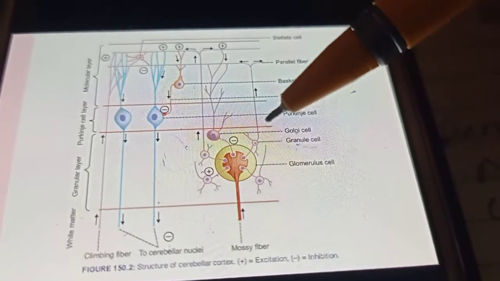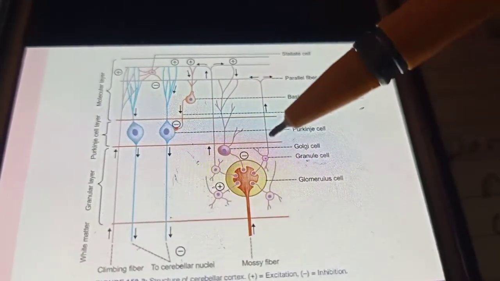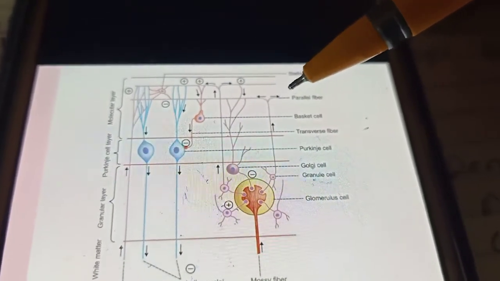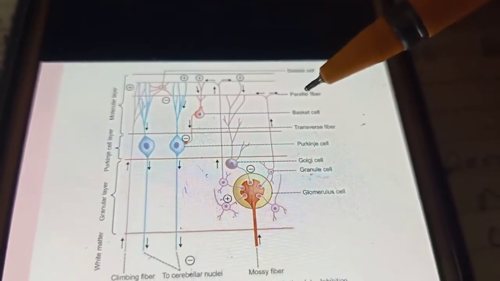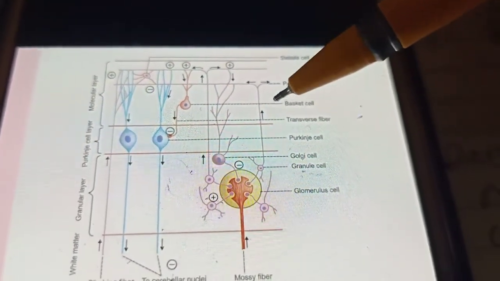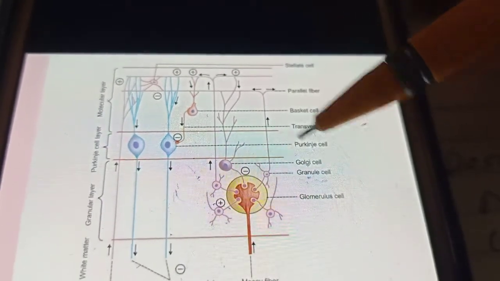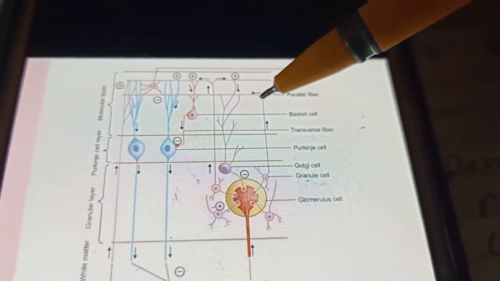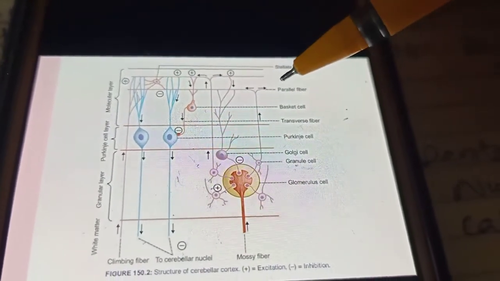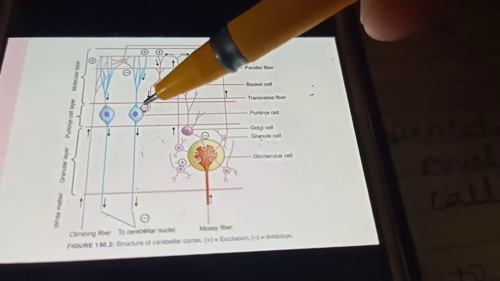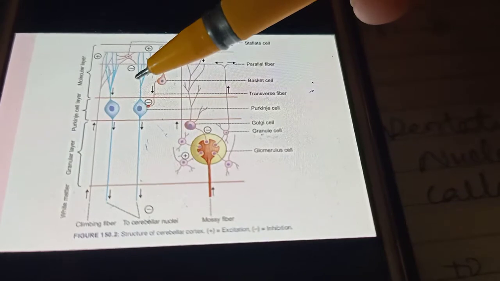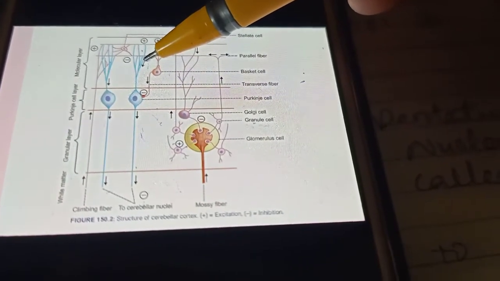The axon of the granule cells will ascend into the outermost layer, the molecular layer, and form the parallel fibers. These parallel fibers will synapse with the dendrites of the Purkinje cells.